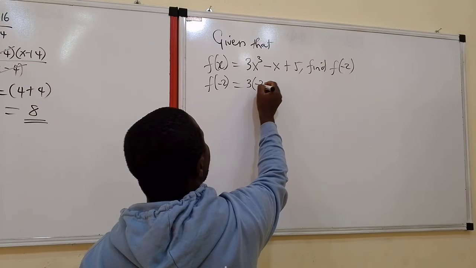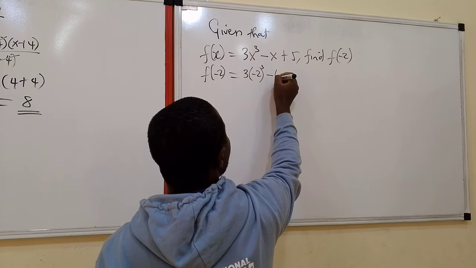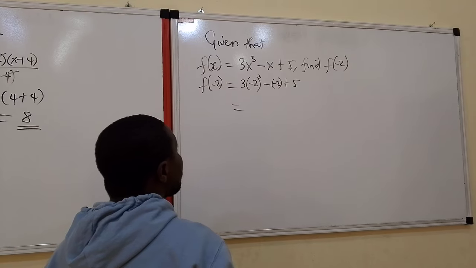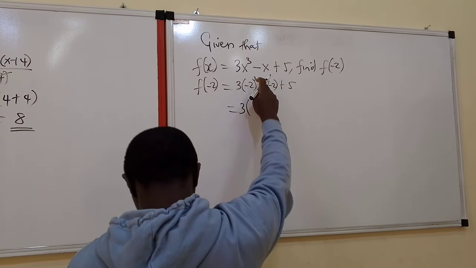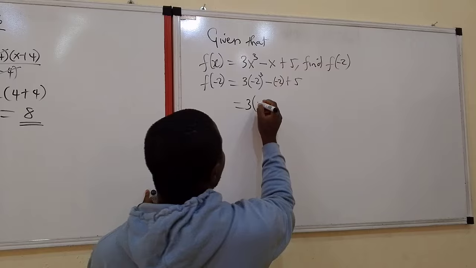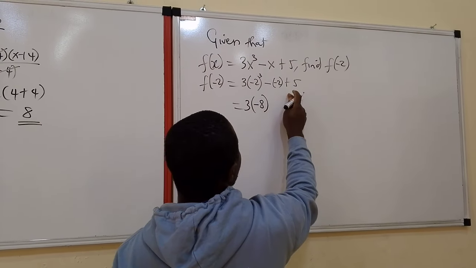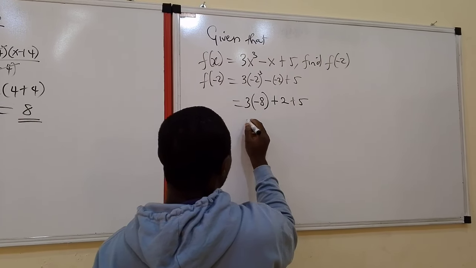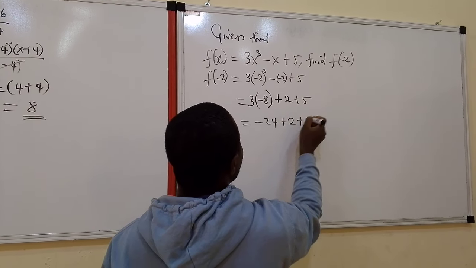So here I have 3 times minus 2 raised to the power of 3, minus, anywhere you see x, write minus 2, so I'll write minus minus 2, plus 5. This will give me 3 into minus 2 raised to the power of 3, which becomes minus 2 times minus 2 times minus 2, which is minus 8. Minus into minus 2, that will give us minus times minus, that will give us plus 2, plus 5. 3 times minus 8 will give me minus 24 plus 2 plus 5.